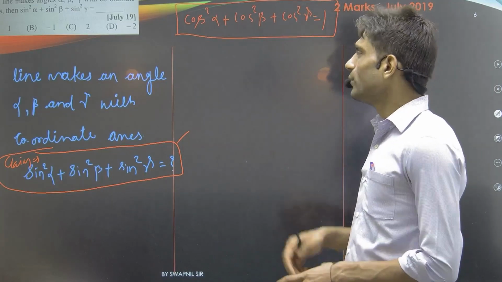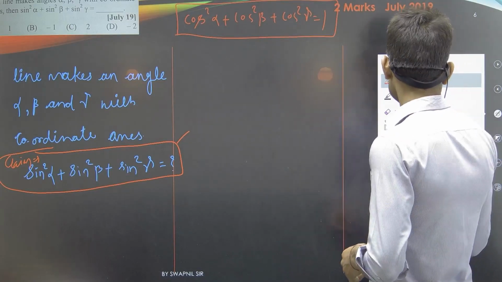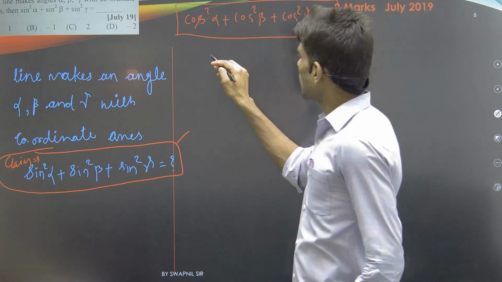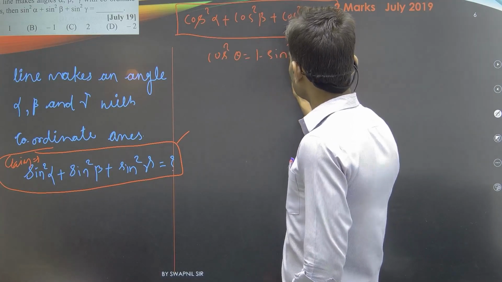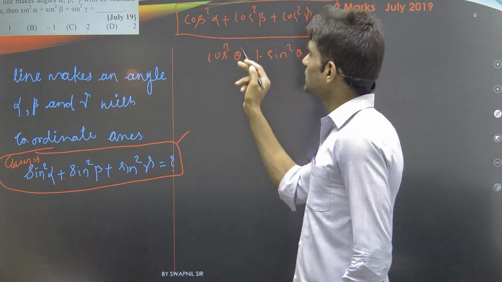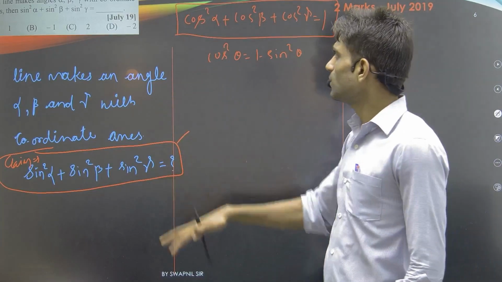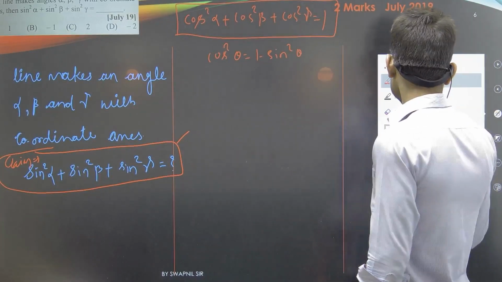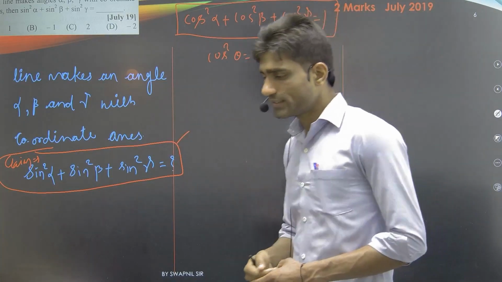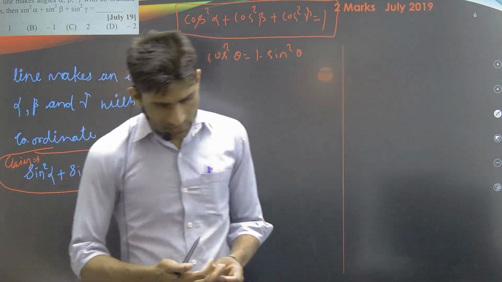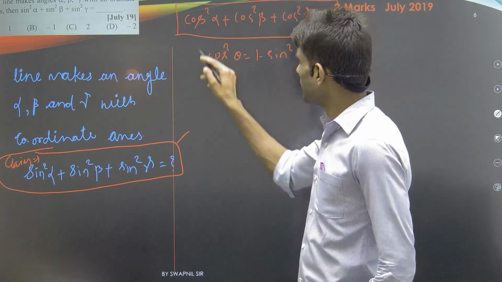So we can use a trigonometric identity here: cos square theta is 1 minus sin square theta. So it is easier to convert between sin square and cos square; we just need to know the concept. Now cos square alpha is equal to 1 minus sin square alpha, and we substitute it in our given result.